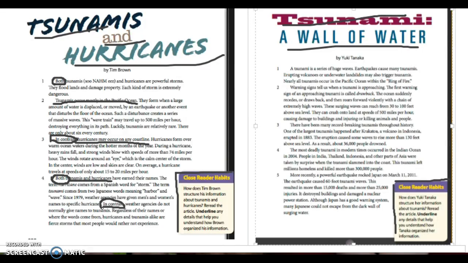Warning signs tell us when a tsunami is approaching. The first warning sign of an approaching tsunami is called a drawback. The ocean suddenly recedes or draws back, and then roars forward violently, with the chain of extremely high waves. These surging waves can reach from 30 to 100 feet above sea level. They can crash onto land at speeds of 500 miles per hour, causing damage to buildings and injuring or killing animals and people. There have been many record-breaking tsunamis throughout history.